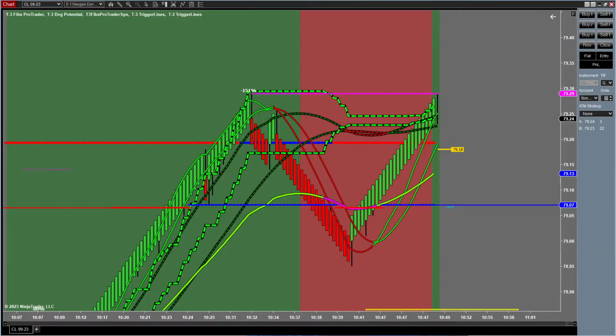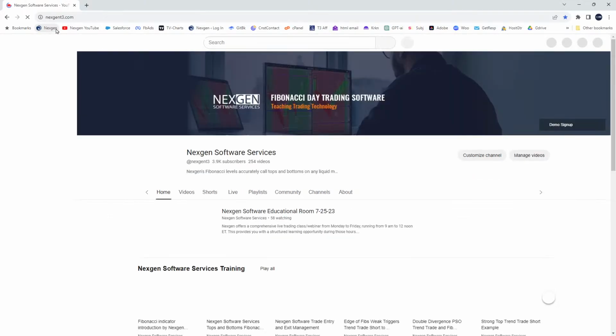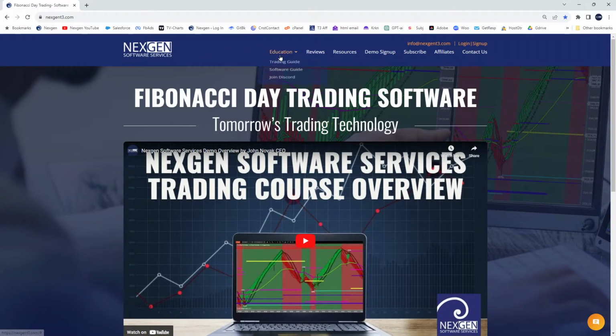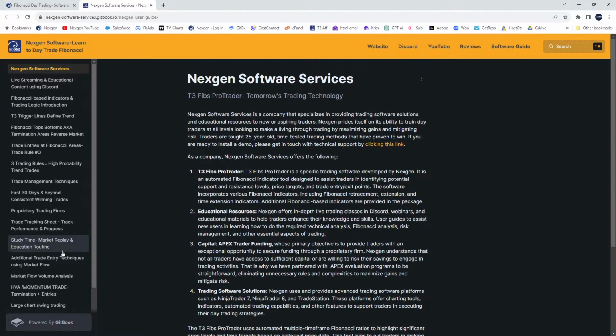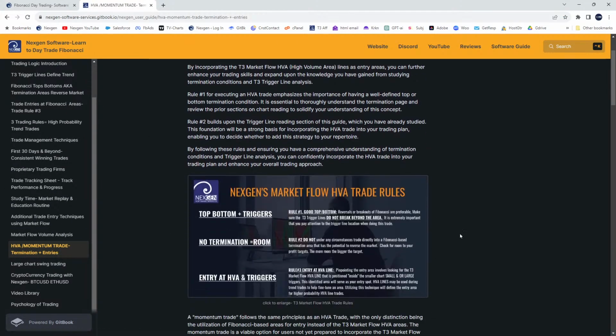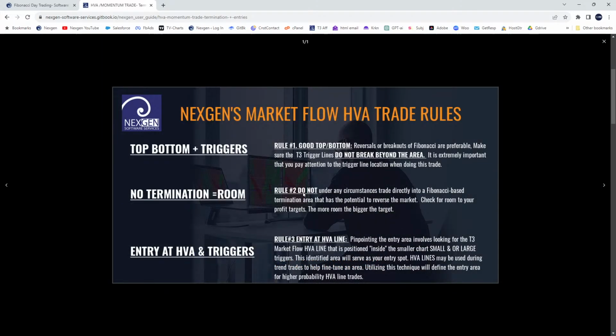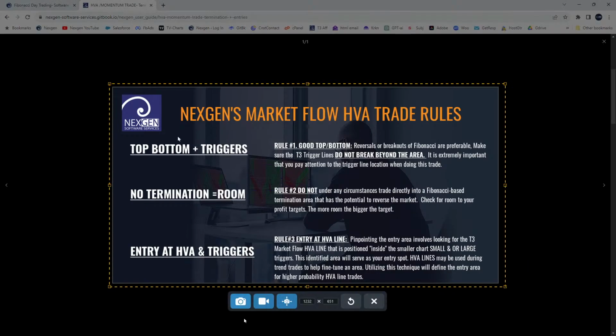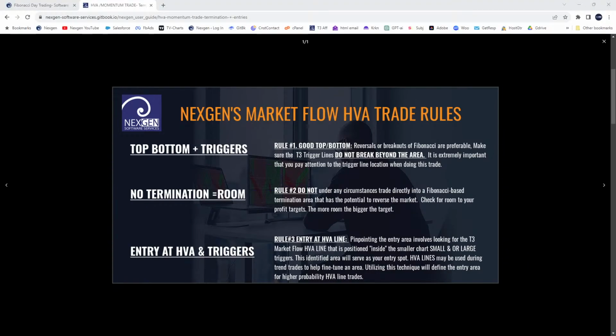Again, in the rules, just from the user guide, let me find them. I closed it. The very first rule is you must have a good top or a good bottom. The rules, when you say not really, okay, let's go through the rules together. This will be easier.